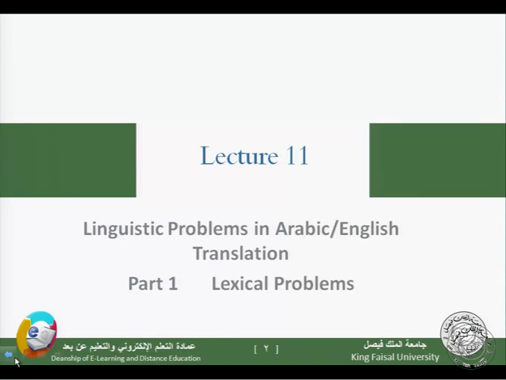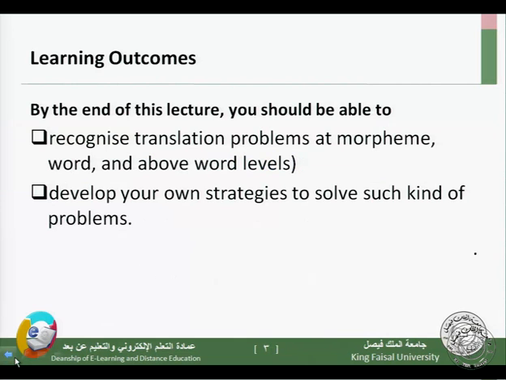Now, as usual, we will go through the following points: the learning outcomes of the lecture, and then I will explain something to you about the main categories of translation problems, and then we will go through the lexical problems. Lexical problems, number 1, the translation problems at morpheme level. Then translation problem at word level, and then translation problem above word problem. Okay? Now, let's start with the learning outcomes.